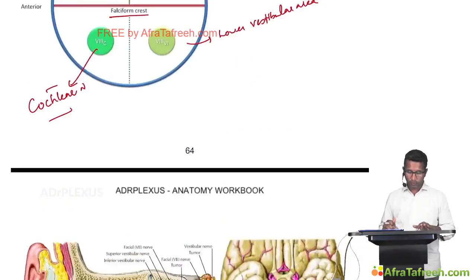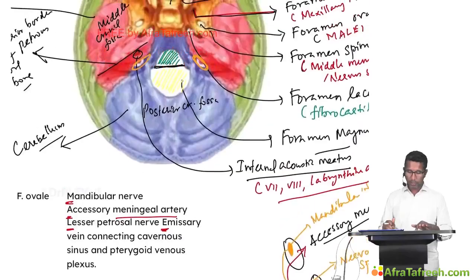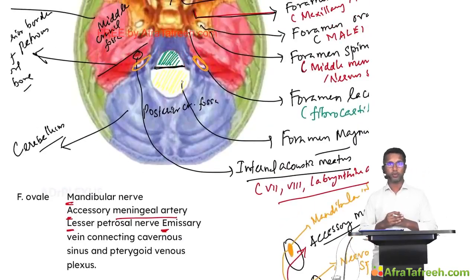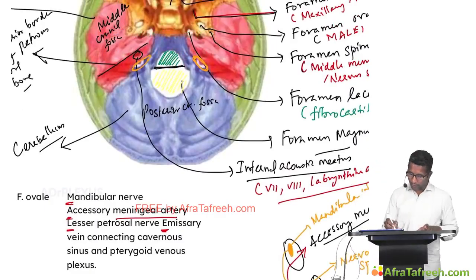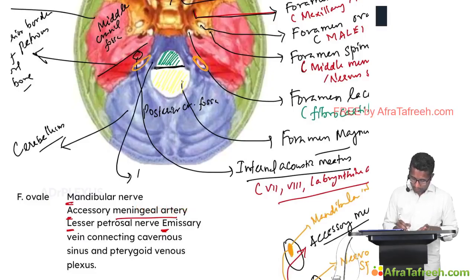When you go a little bit inferiorly in the posterior cranial fossa, you also see one more canal. The last canal we are going to discuss in this view is this one. This canal is called the hypoglossal canal.